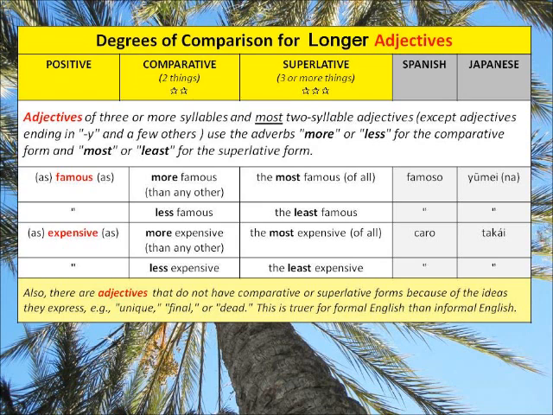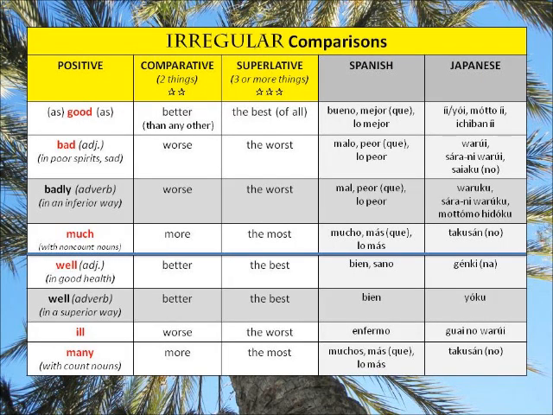Also, there are adjectives that do not have comparative or superlative forms because of the ideas they express. For example, unique, final, or dead. You are either dead or you're not dead. Irregular comparisons can be confusing if you don't know the difference between adjectives and adverbs.